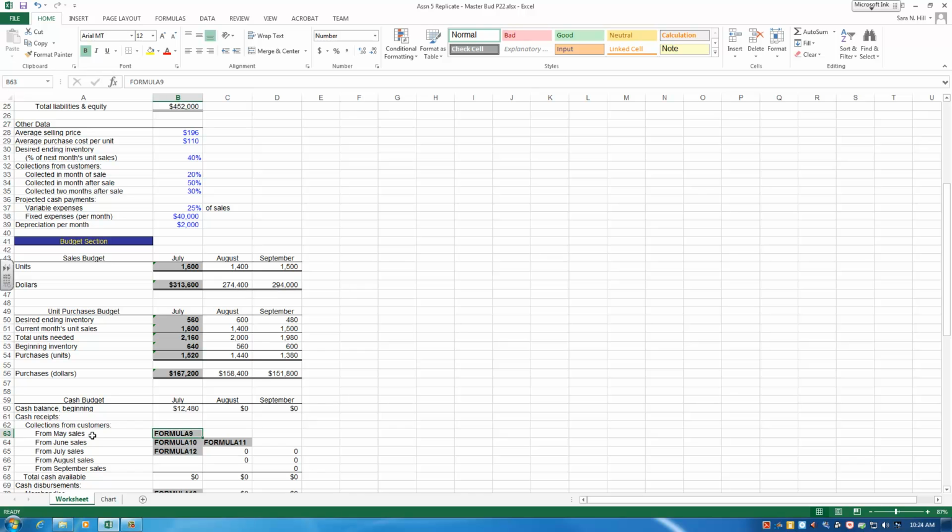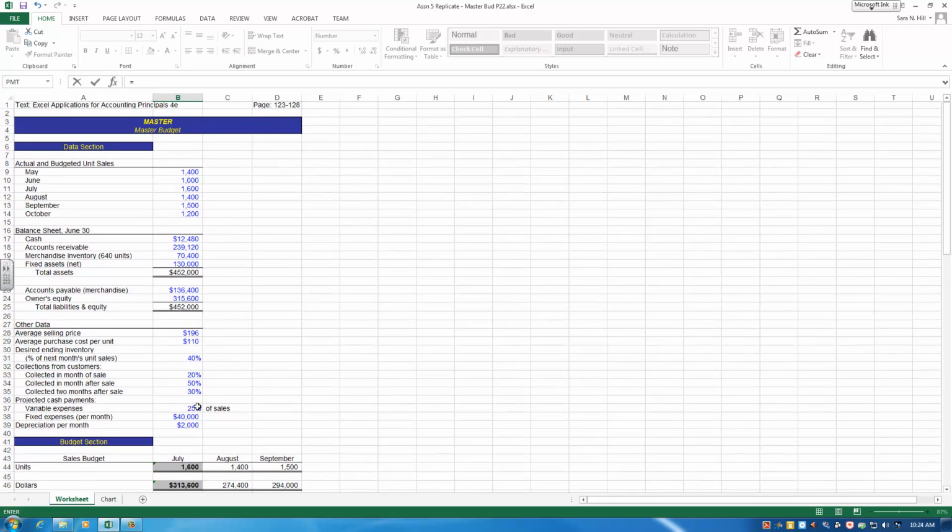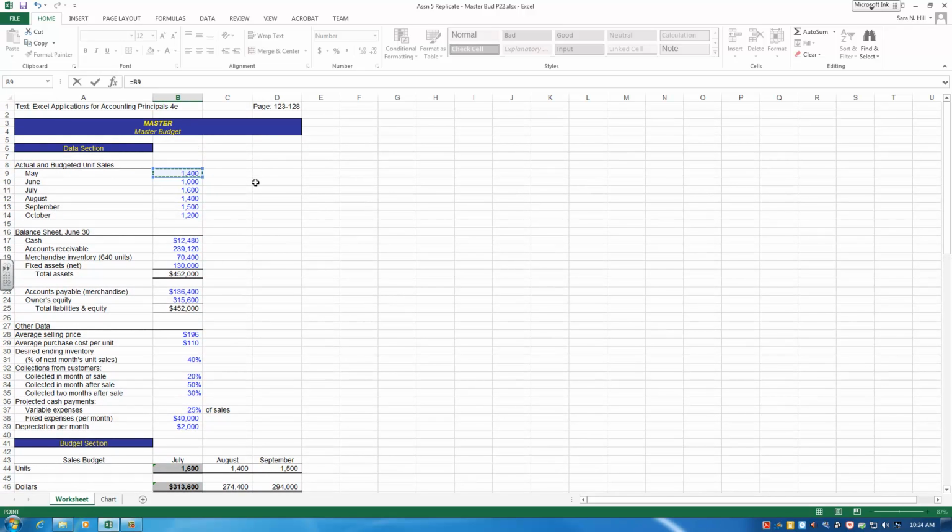So if we had a sale in May, and it's now July, we would build our formula as follows. We're going to take B9, we're going to go up and grab our May sales. Those are the units. So we're going to multiply that by our average selling price, B28. And then we're going to apply our factor. This is 2 months. July is 2 months after May. So 2 months after the sale, we're expecting to collect in cash 30% of those sales.